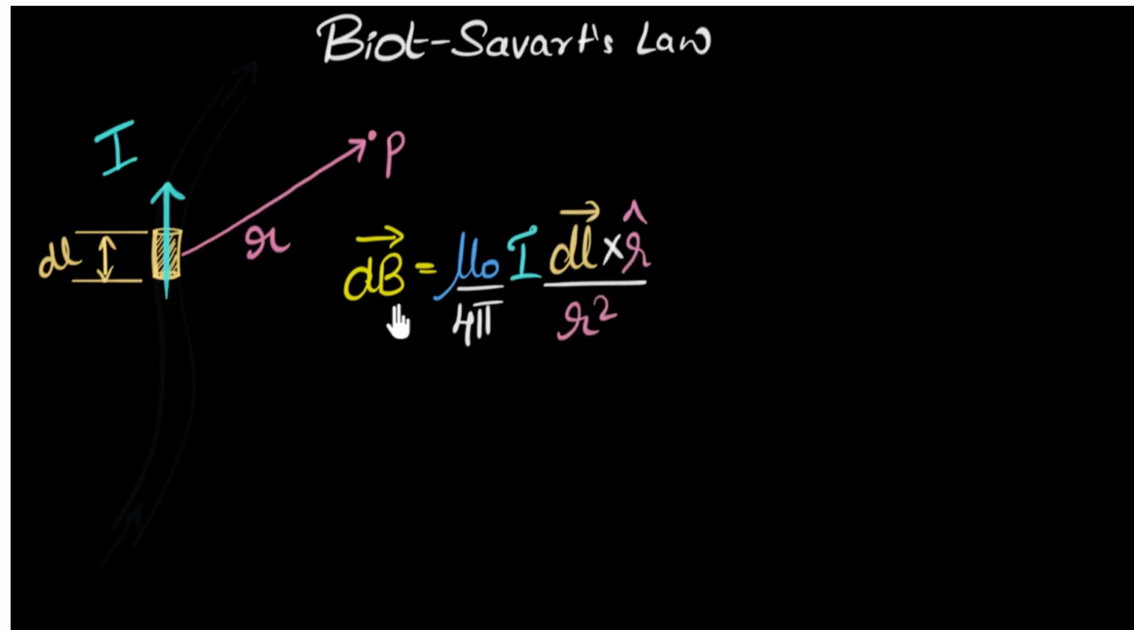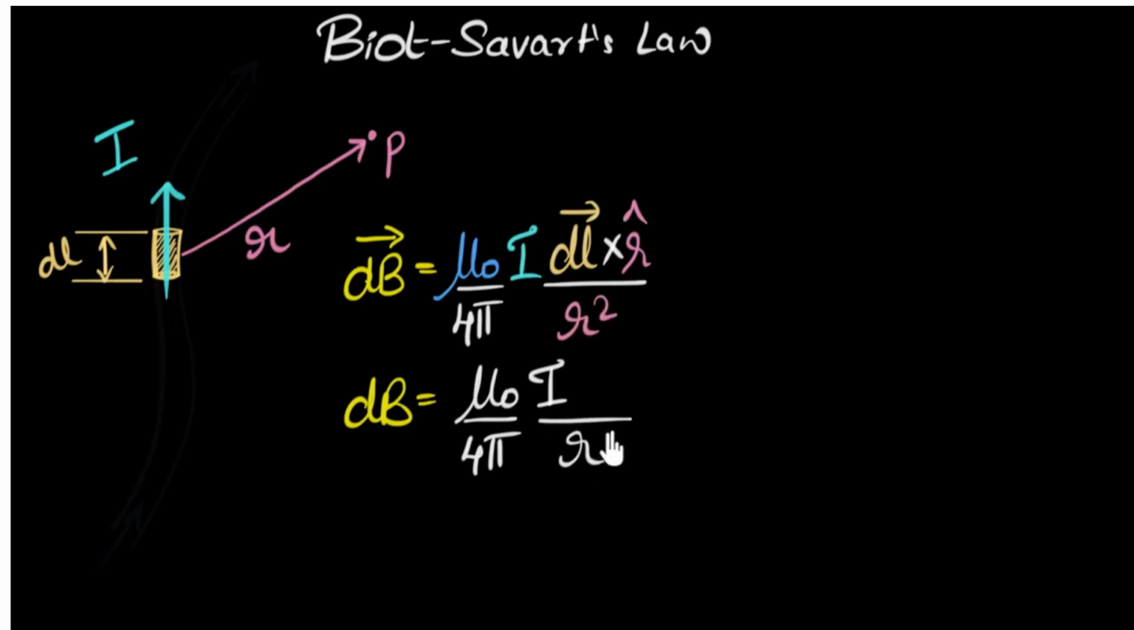We can also express it in scalar form, that is, the magnitude of magnetic induction dB is equal to mu naught divided by 4 pi, I divided by R squared. In the vector product, we know that dl vector cross R unit vector can be written as dl sin theta.